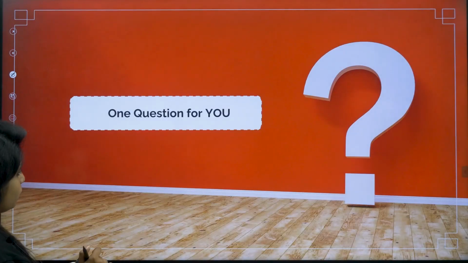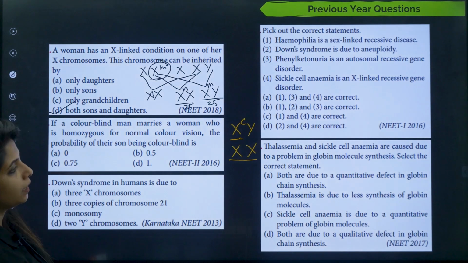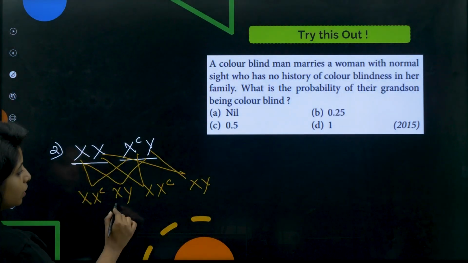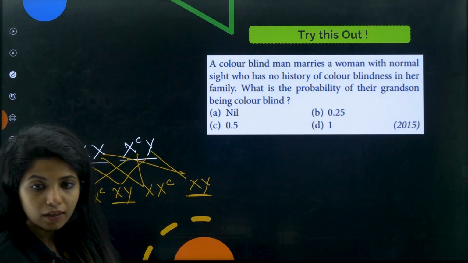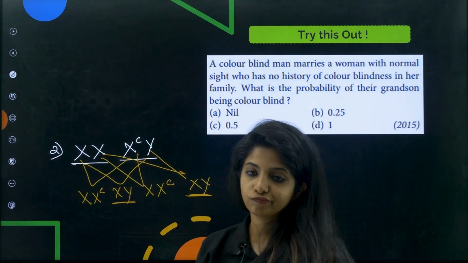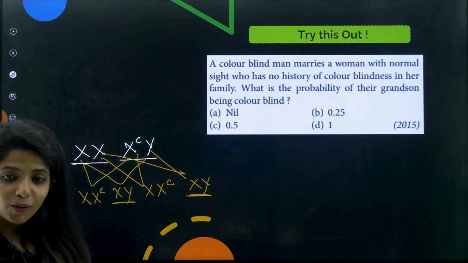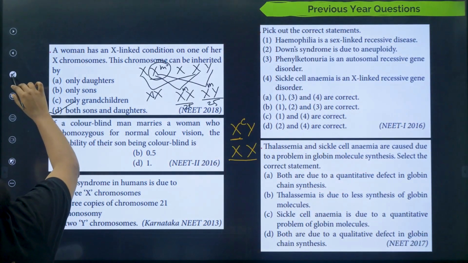That was the question, right? What is the probability of their son being colorblind? You tell me. What is the probability, children, over here? Do they have this particular gene? Do they have this particular chromosome? So it's 0. The answer is what, children? 0. So who all got it 0? Who all got your correct answers?